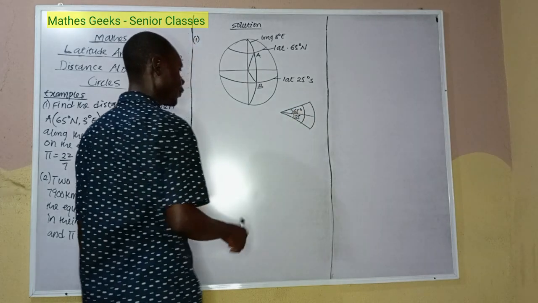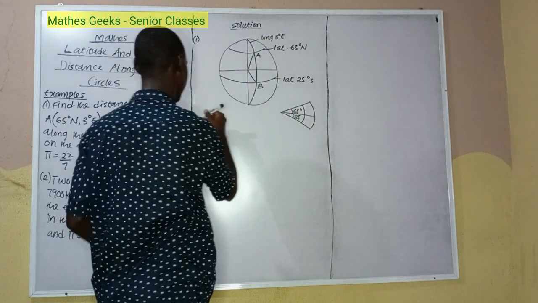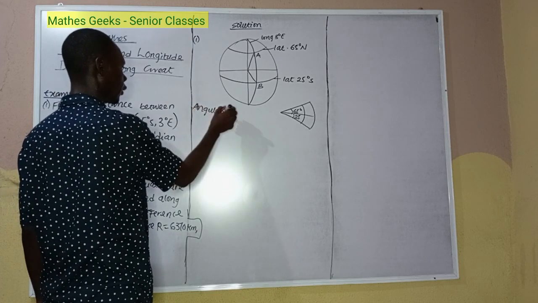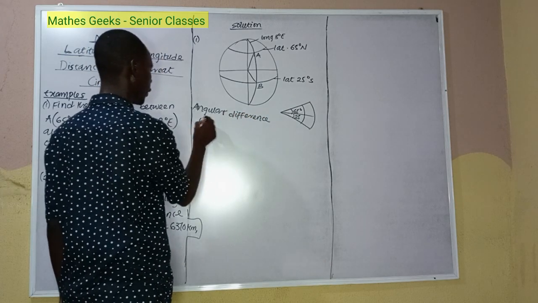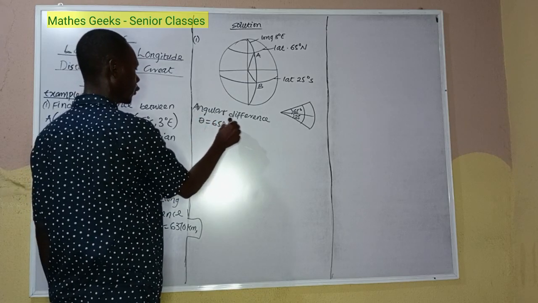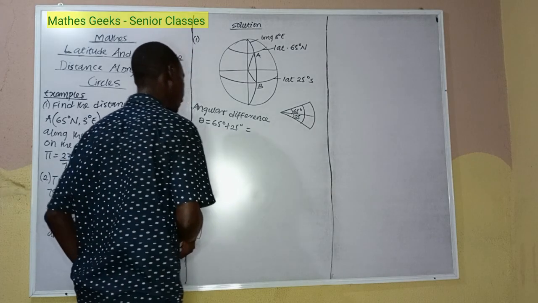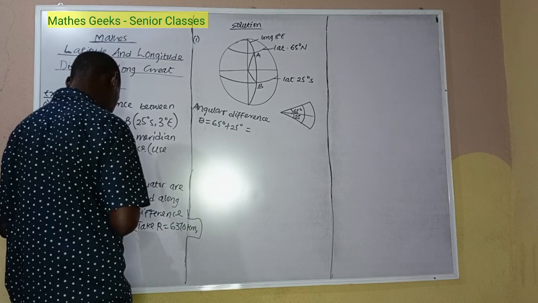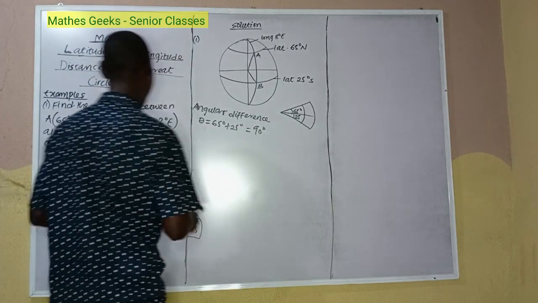Since they are on different parts of the globe, this is the northern hemisphere and this is the southern hemisphere, we're going to add. So the angular difference, theta, is equal to 65 degrees plus 25 degrees, and that will give us 90 degrees. 65 plus 25, 90 degrees.